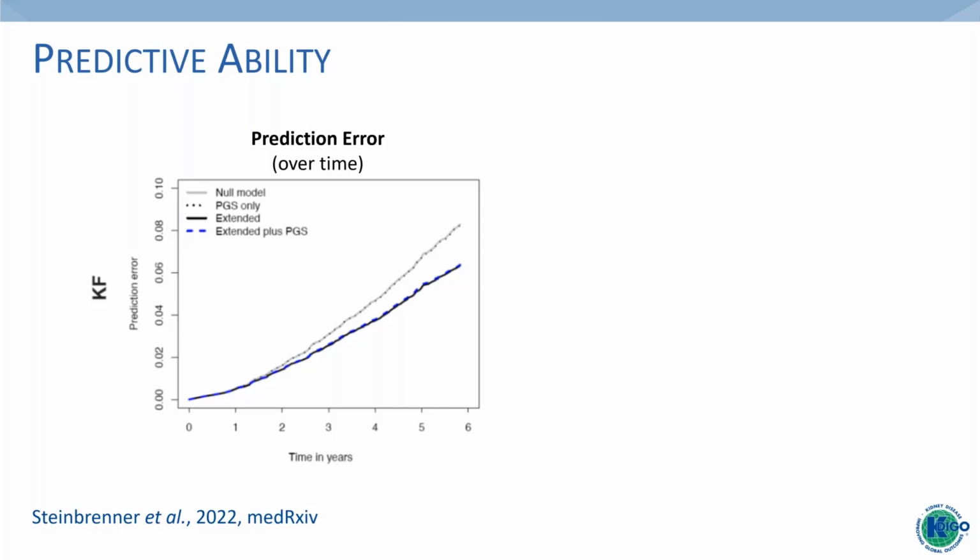Comparing the null model with the extended model, one can see that the prediction error decreases over time. So the added variable in the extended model leads to a better prediction of kidney failure. Interestingly, adding the PGS to the extended model does not lead to a further reduction of the prediction errors. Furthermore, adding the PGS to the null model, not containing any covariables, does not improve the null model.